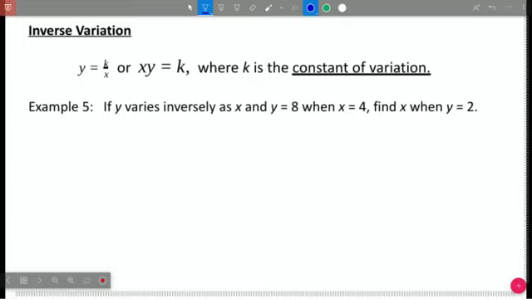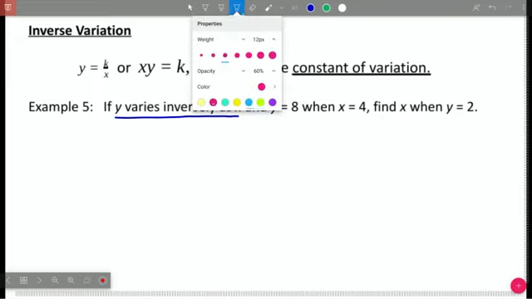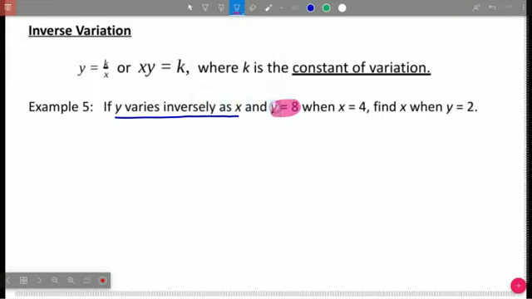All right, so let's start off with some similar problems to what we did with direct variation. Here it says, if y varies inversely as x, again, words telling us that it's inverse variation, and y equals 8 when x equals 4, find x when y equals 2. This problem looks very similar to the ones we just did with direct. The important thing is that we pay attention to the words telling us that it's inverse variation. Because instead of using y equals kx, I have to use the inverse variation equation. In this case, I'll use the version xy equals k.